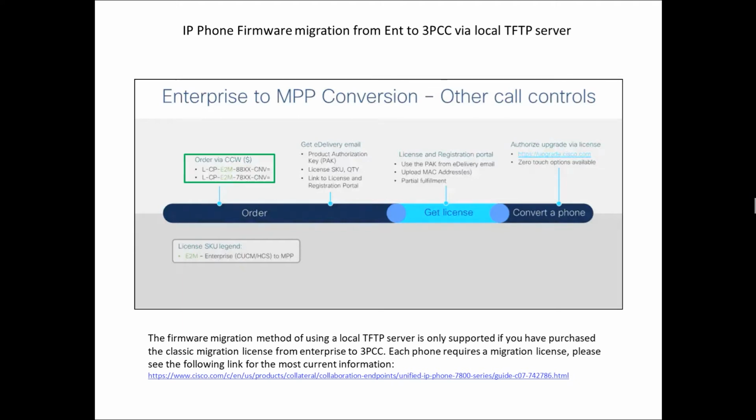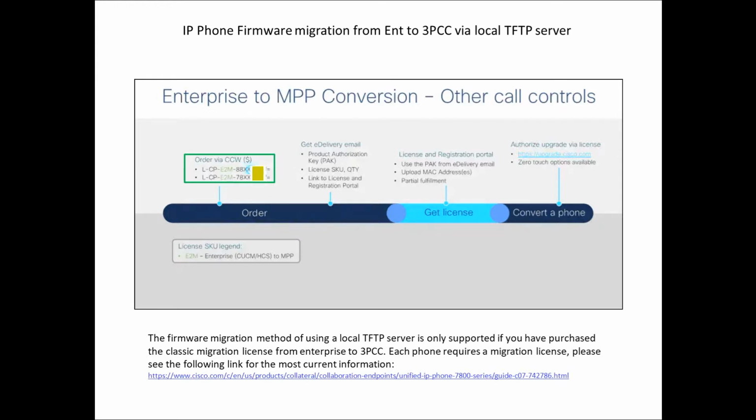Okay, in this video we'll be looking at the firmware migration from enterprise to 3PCC via local TFTP server. This leverages actual physical licensing known as classic licensing. So the first thing we're going to look at is the licensing that's required for each phone that we want to migrate. There's two different SKU numbers for licensing.